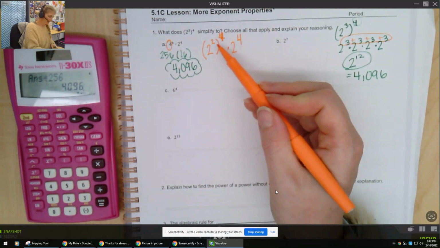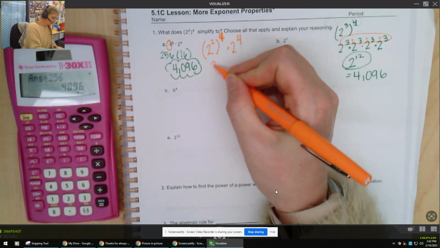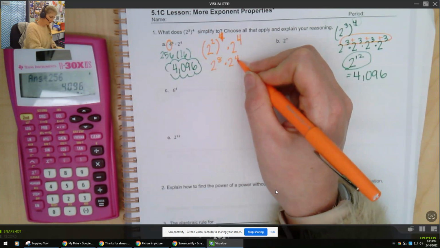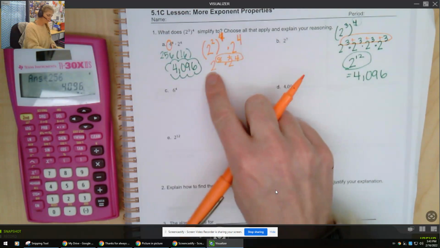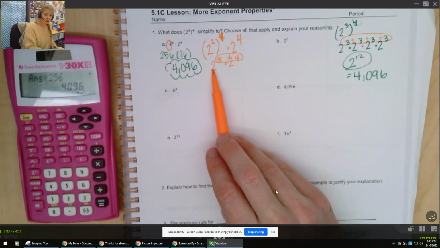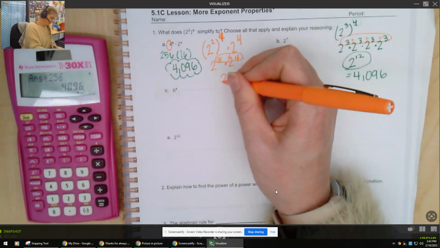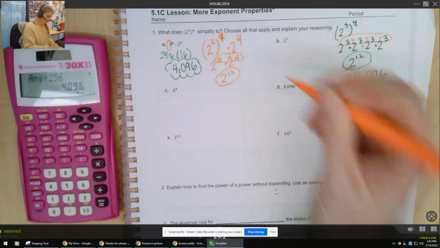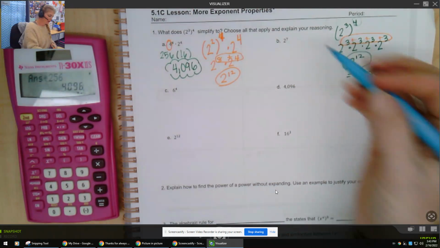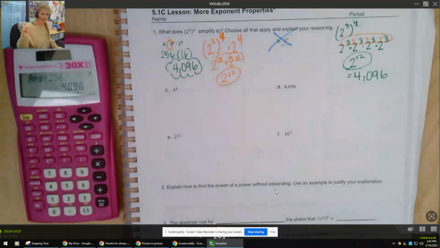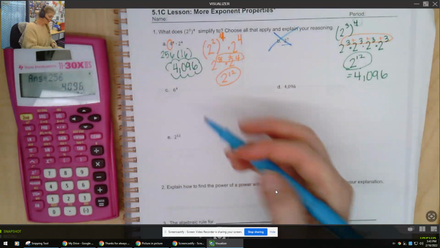And power to a power, this gets you 2 to the 8th, 2 times 4 is 8, times 2 to the 4th. Multiplying with the same base, you'd have 8 factors of 2. Here you'd have 4 factors of 2 for a total of 12 factors of 2. Well, 2 to the 7th. 2 to the 7th is not going to be 2 to the 12th, so we don't even have to put that in our calculator. Let's look at the next one.